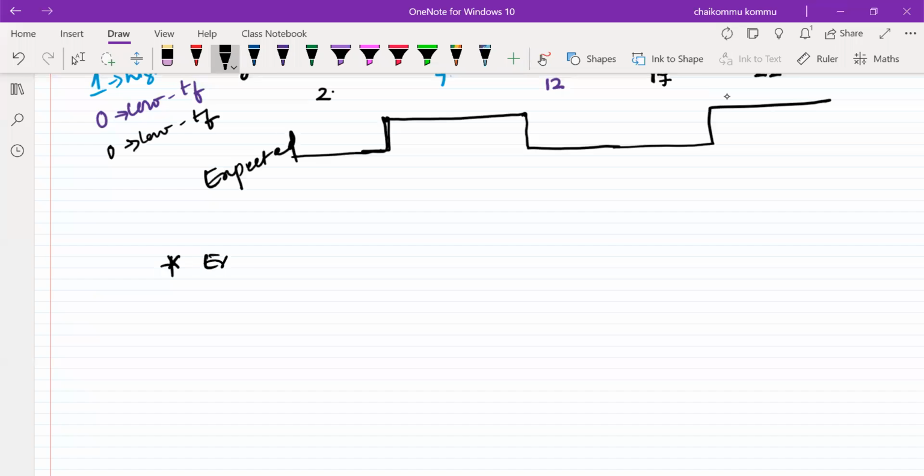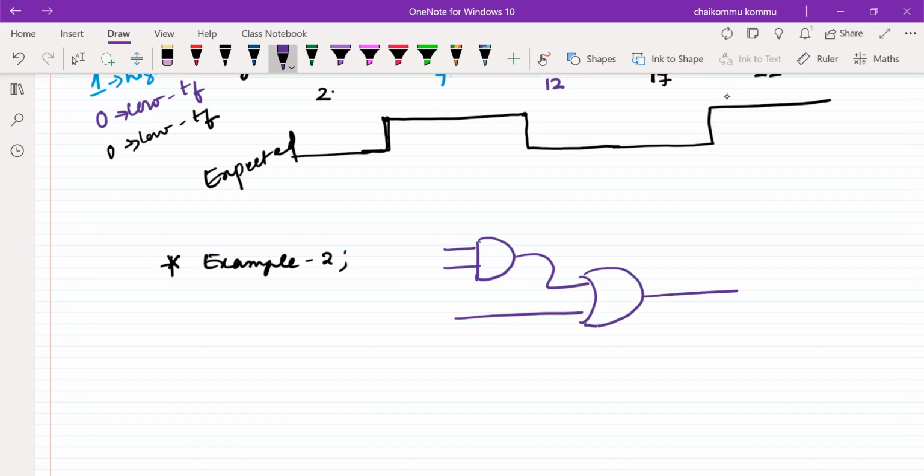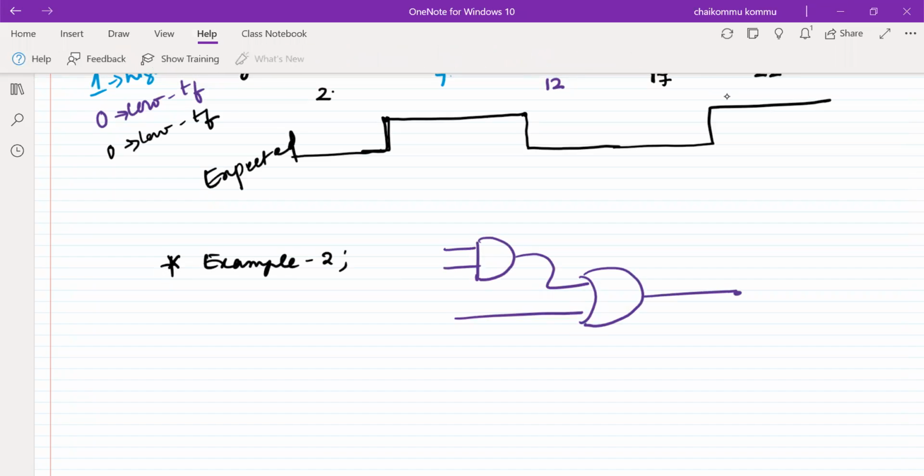Example 2. For example, one AND gate is here. One OR gate is here in this way. Okay, so it takes 5 timing units.